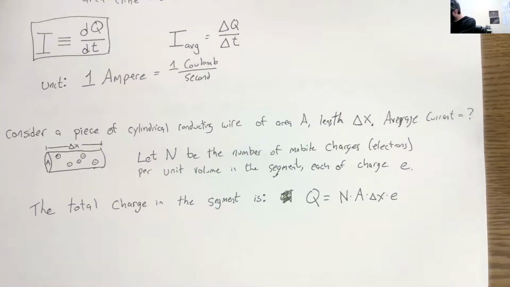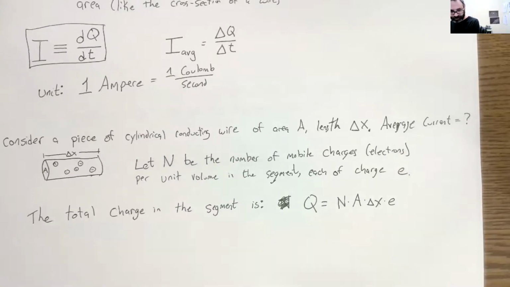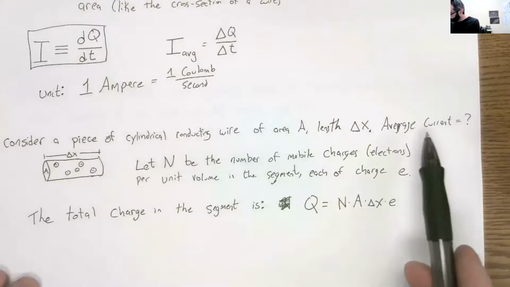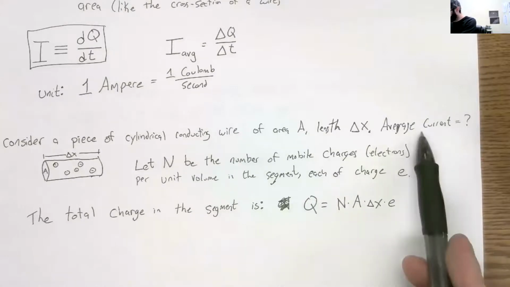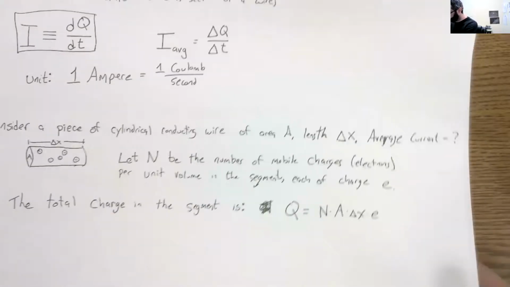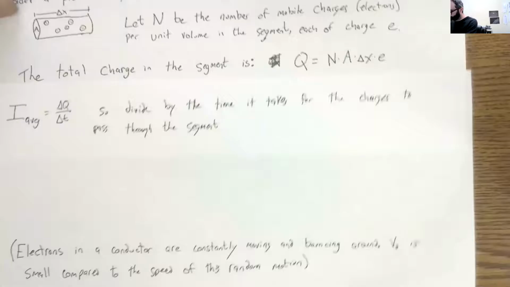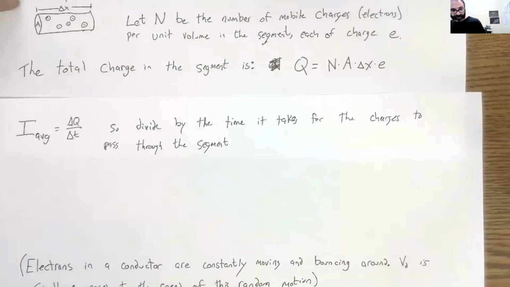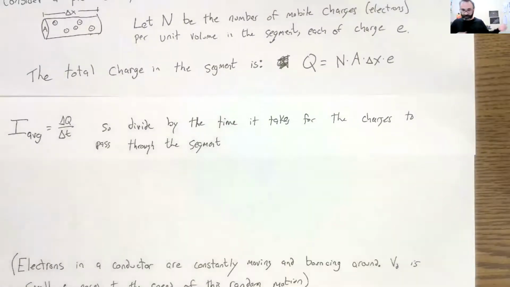All right, so next we were looking for the current. If we know the charge in there, we can find the average current just by dividing by delta T. So remember that the average current is the charge divided by the time. We just need to divide by the time it takes for the charges, the average time it takes for each of those electrons to pass through the segment.